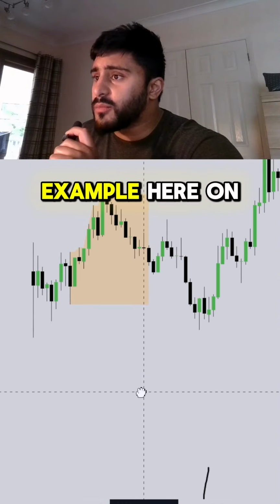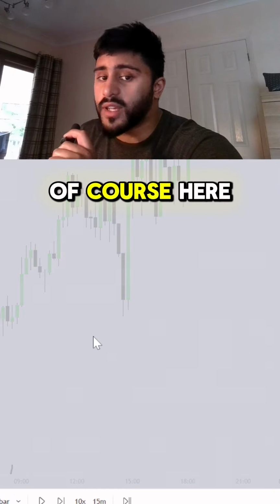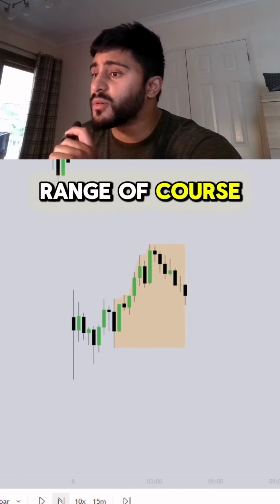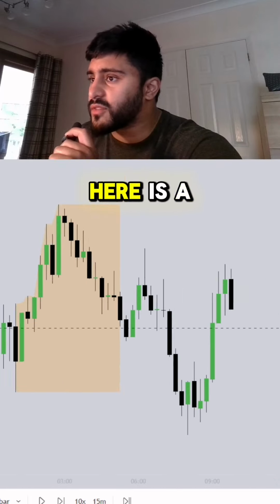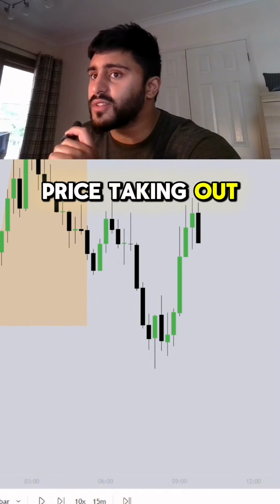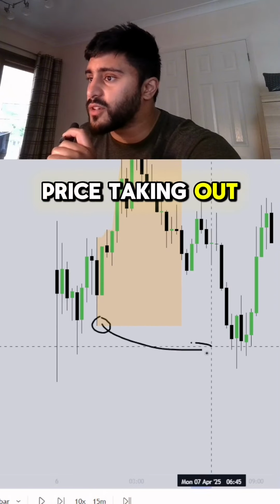So if we break down an example here on the charts, let's start with the Asian range and understand what's going on, right? So we start, of course, here with the Asian range. The Asian range builds and accumulates liquidity. Now, if we continue to play price on, a few things have happened over here. We can see price taking out the Asian range low. So this is the Asian low over here, and this is price taking out the liquidity pool.